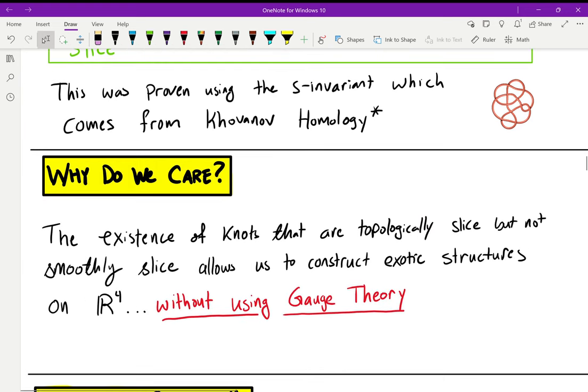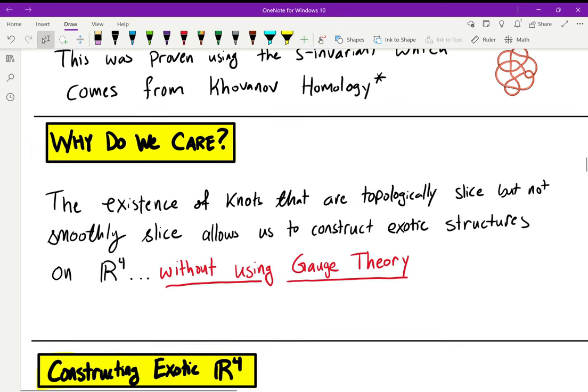Okay, so why do we care? Well, the existence of these knots that are topologically slice but not smoothly slice allows us to construct exotic structures in R4 without appealing to gauge theory, which we'll see how to do now.